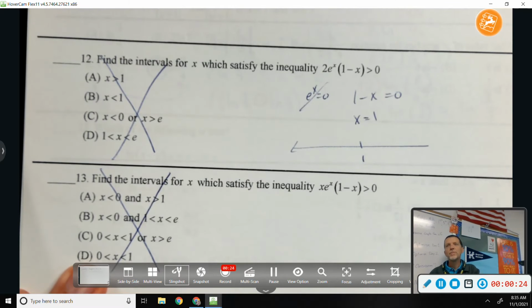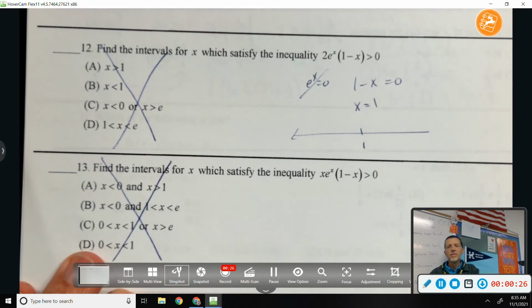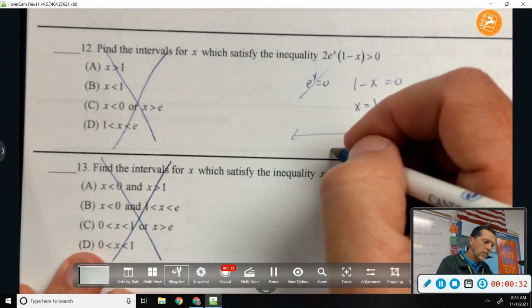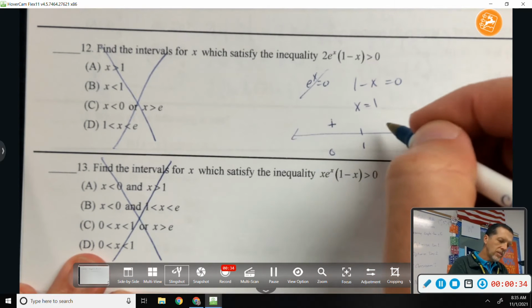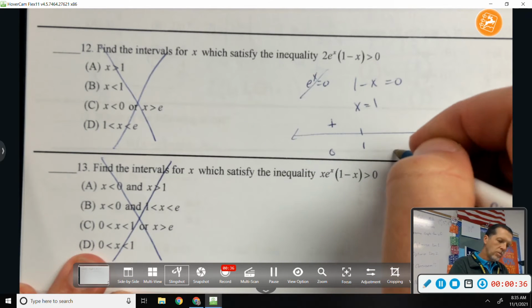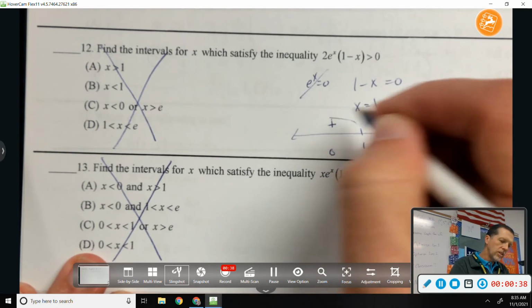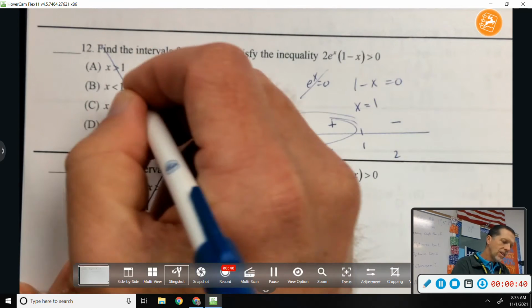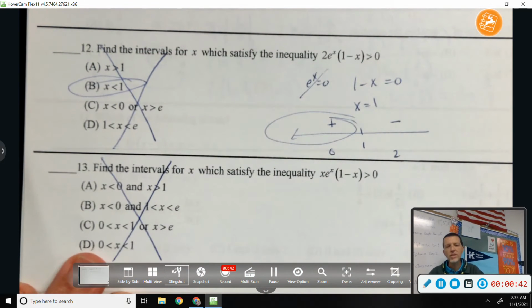Yep. And it's weird because like. That's not on the test or anything? Not on the test. And it's weird because the negative doesn't work because it can't be negative. So put in 0, it's positive. Right, so it's just B. Put in 2, it's negative. So it's all of that. So it's B. But you don't have to do 12 and 13.